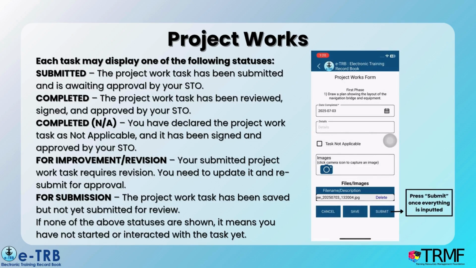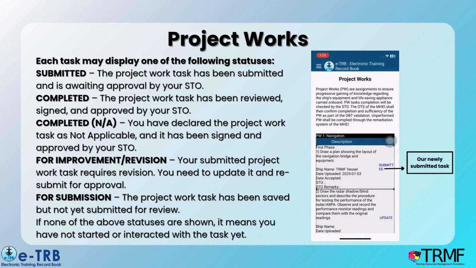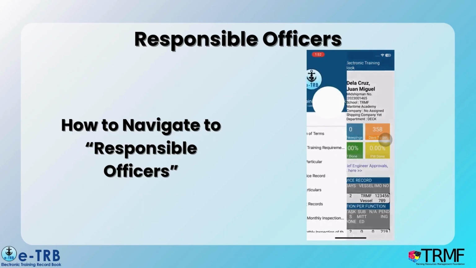your STO. For improvement revision, your submitted project work task requires revision. You need to update it and resubmit for approval. For submission, the project work task has been saved but not yet submitted for review. If none of the above statuses are shown, it means you have not started or interacted with the task yet.